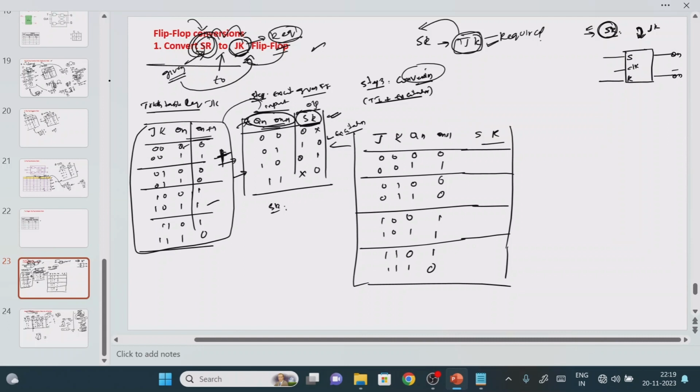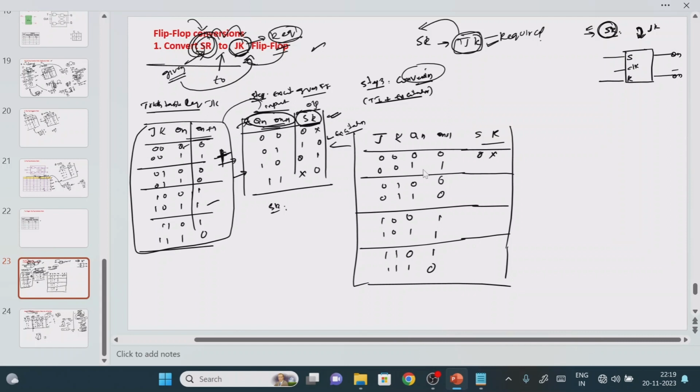Now what is the Qn plus 1 value here? 0 0. Go to the excitation table. 0 0 means what is the answer? Just write down 0 cross. Next, what is the value? 1 1, right? This 0 0 means Qn plus 1 equal to 0 0. Just go to the excitation table. What is the SR value? 0 cross. Just write it down here.